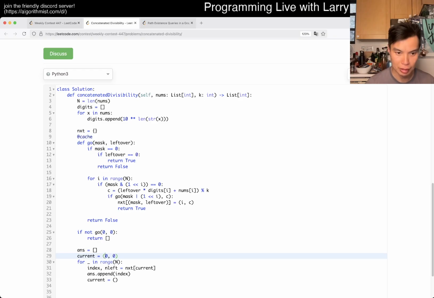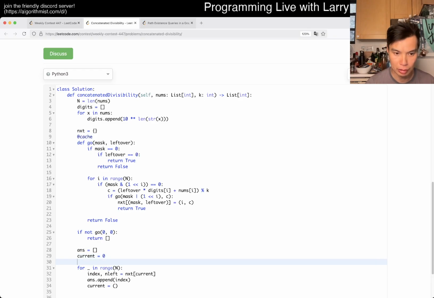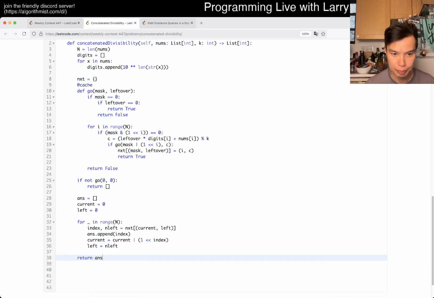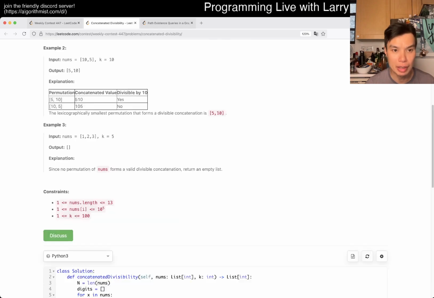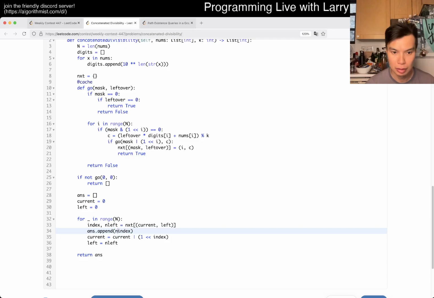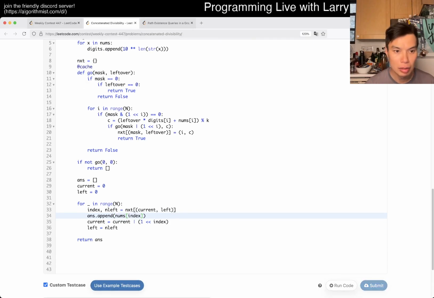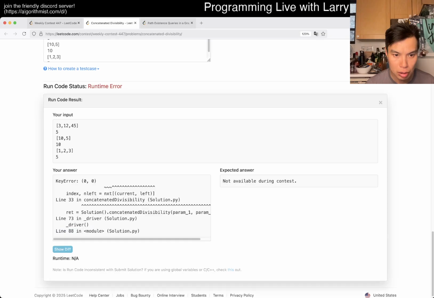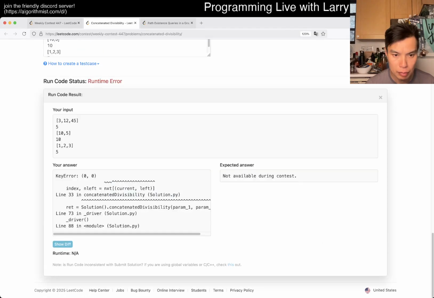Okay, that's just lazy Larry. Let's just say current is equal to 0, left is equal to 0, and then now we just do. Oops. And then okay, current is then now you're gonna current index, left is equal to new left, and then we're good in theory. Oh, you don't append the index, you append the nums of the index. Key error 0, 0.